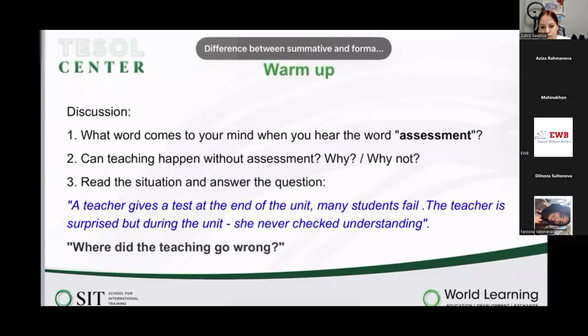Hello. Assessment is a task, for example, something that. Yes, great idea. One word is task. There are other words that come to your mind except that. Yes, evaluate, you are right, great. Farzona, you are right. It's evaluate. Task, evaluate. What else?